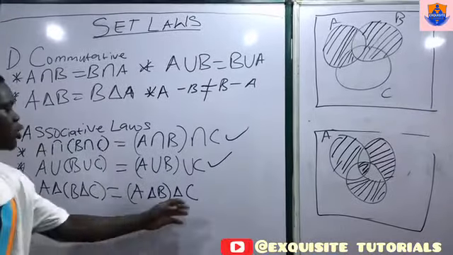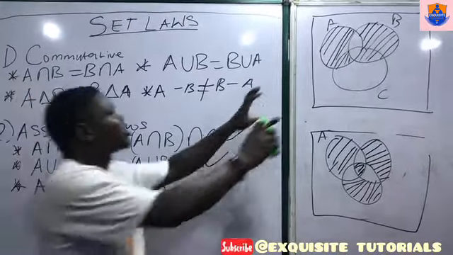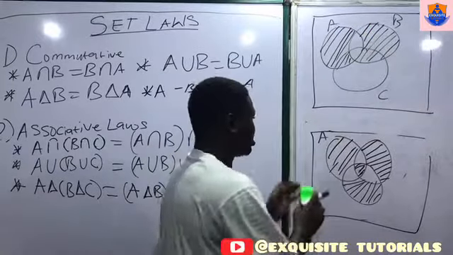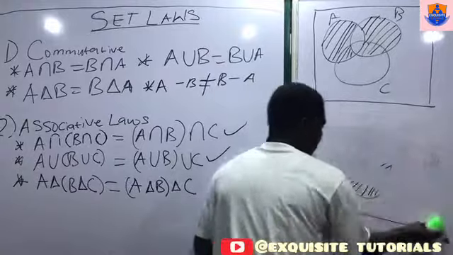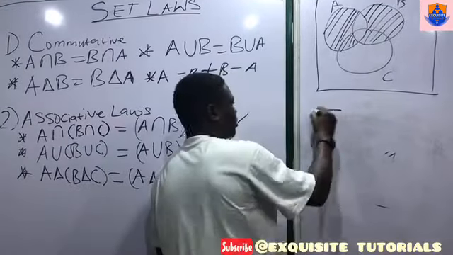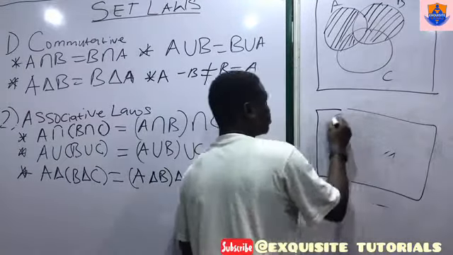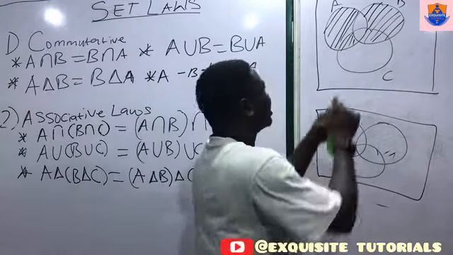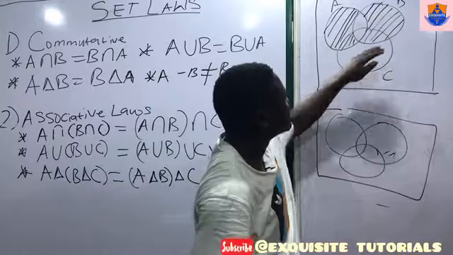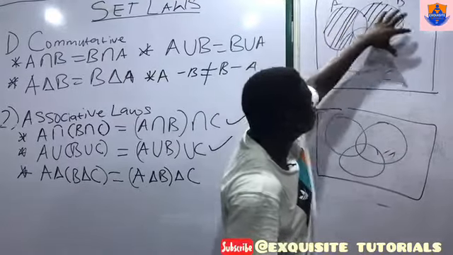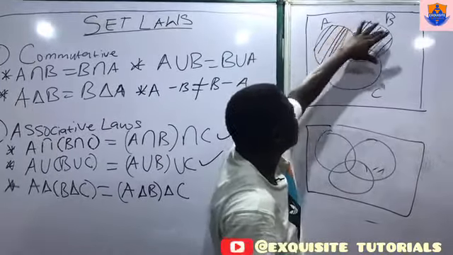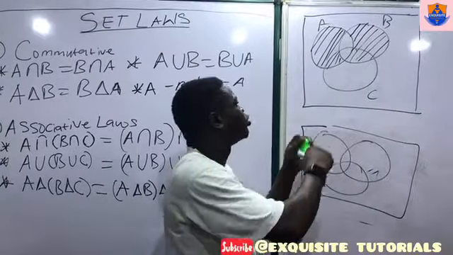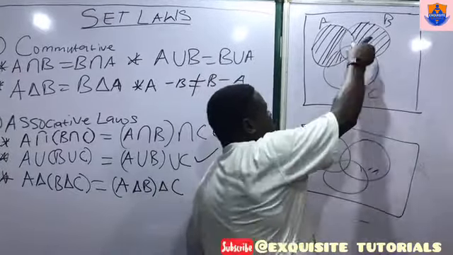Now we want to compare it with C. So it is those elements in this region that are not in C. Those elements in this shaded region that are not in C, then adding it up with those elements in C that are not in this region.